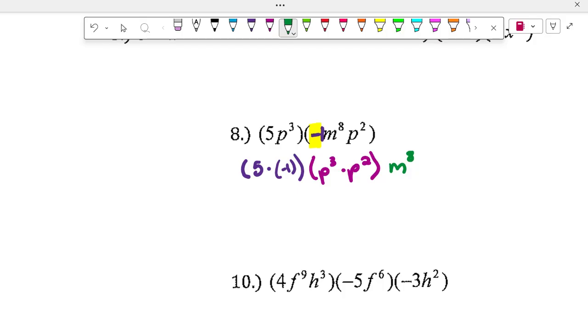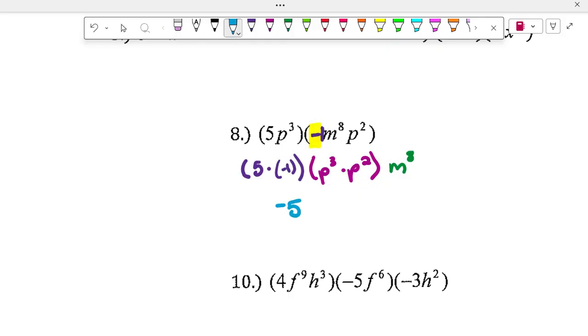So all I did, guys, is just rearrange. It's the same problem. I just rearranged it so it's a little bit easier to see how to do it. All I did is put the coefficients together, so the numbers in front of all the variables. Multiply them together. Then I found the like bases, which in this case are the p's, multiplying those two together. And I brought the n to the 8th down. Does everyone follow? Yes. And now I can do each group individually to get my answer.